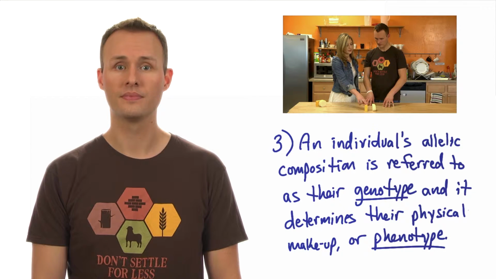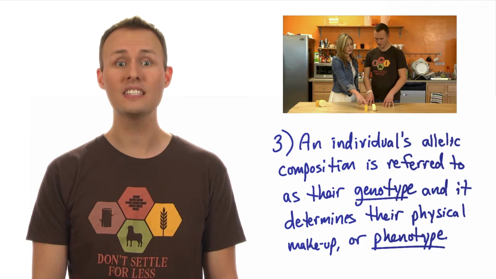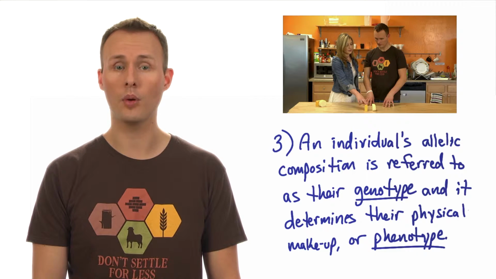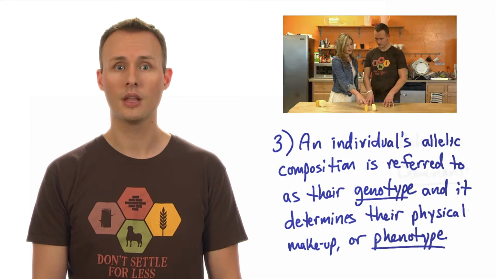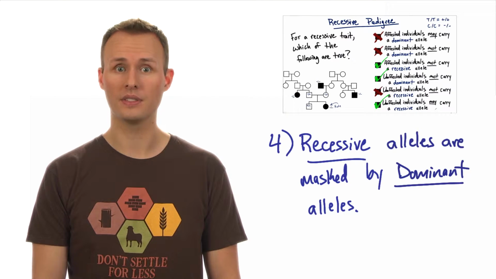Point 3. The allelic composition of an individual represents their genotype, and together with the environment, this determines an individual's physical makeup or phenotype. Point 4. Recessive alleles are masked by dominant alleles.